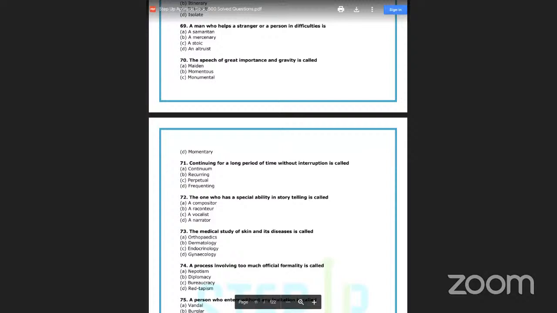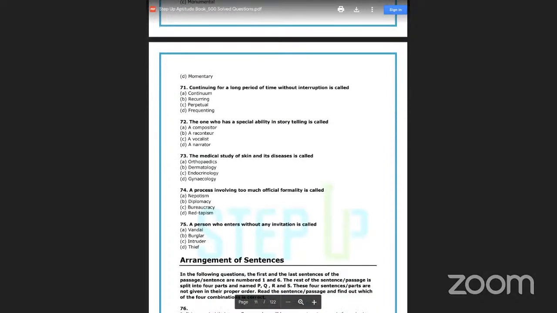And perpetual, it means continuing something for a long period of time without an impact. Then what do you mean by nepotism? What do you mean by nepotism? Nepotism is giving unfair advantages to your own family if you are in a position.